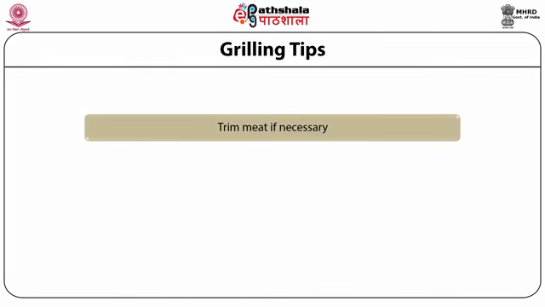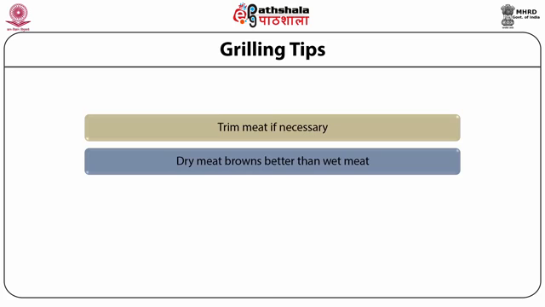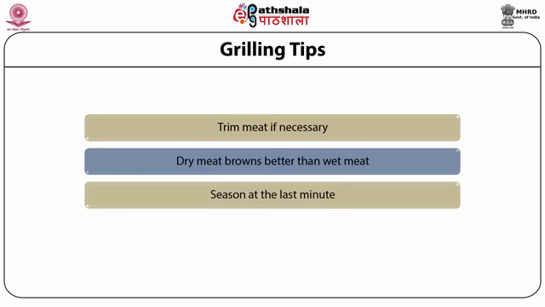Grilling tips. Trim meat if necessary. Remove silver skin, connective tissue or fat. Dry meat browns better than wet meat, so pat wet or marinated meat dry before grilling. Brush meat with oil or rub with infused oil. This adds flavor and prevents meat from sticking to grids.